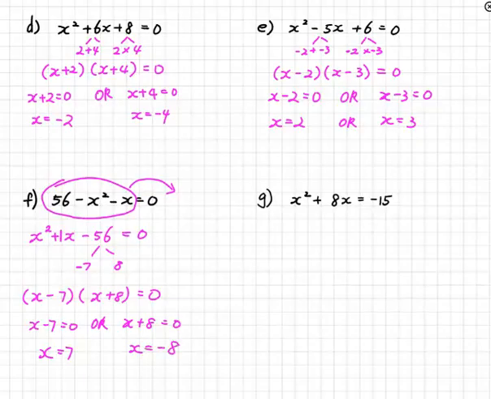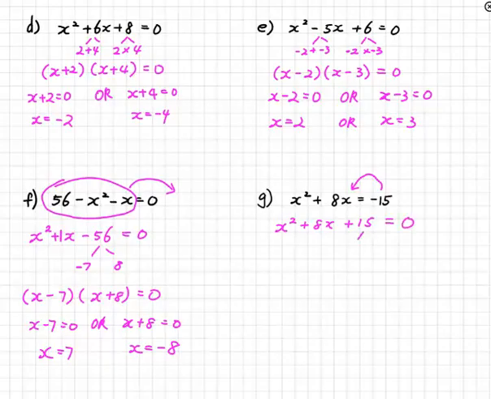Now let's have a look at the last one. So you can see x squared plus 8x equal to negative 15. Oh, one side of the equation is not 0. So what do I need to do? So I can actually bring this negative 15 to join the left-hand side. So that will give me a really nice quadratic look. And that will become positive 15 equals to 0.